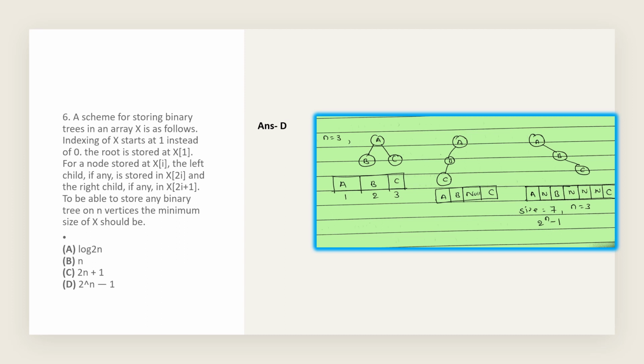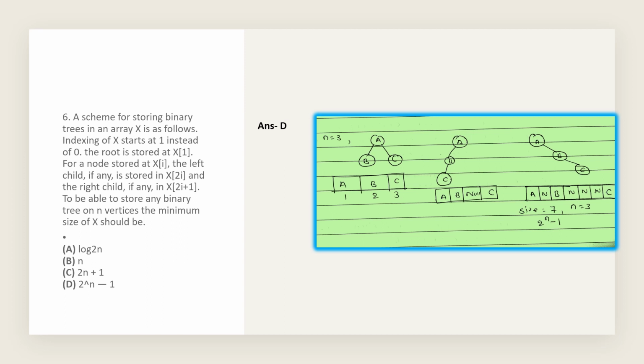To be able to store any binary tree of n vertices, what should the minimum size of x be? So it is saying to store any binary tree. This property, x2i and x2i plus 1, is about the heap only. So we know that for a heap we store the heap elements in an array, and it follows the complete binary tree property. A complete binary tree is like, the last level should be fully filled, and it should be left associative.